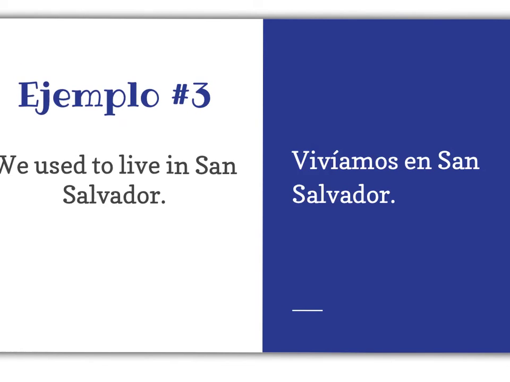And finally, this is an example of the long-standing situation. We used to live in San Salvador. There's no start and end. It doesn't say for 3 days, for 6 months, for 10 years. If it said that, then it'd be vivimos. That's the preterite. So this is going to be vivíamos, which is the imperfect. So it's a long-standing situation.